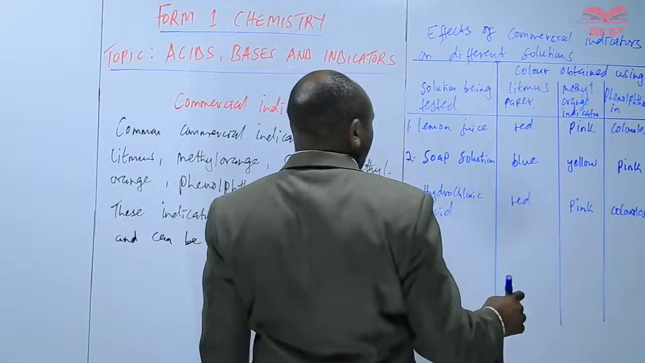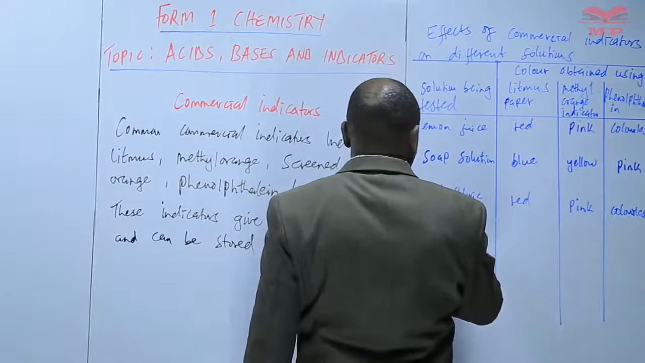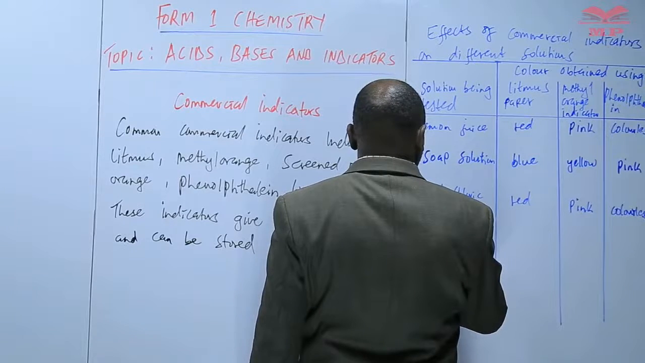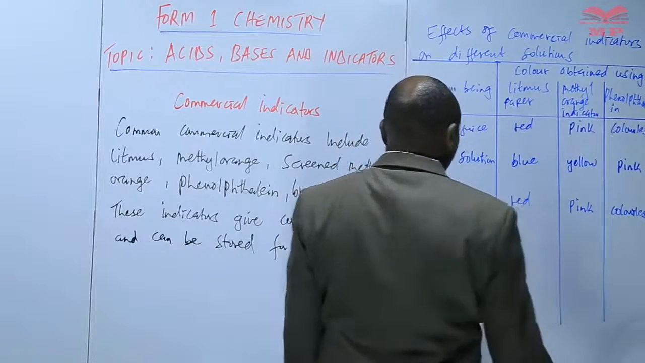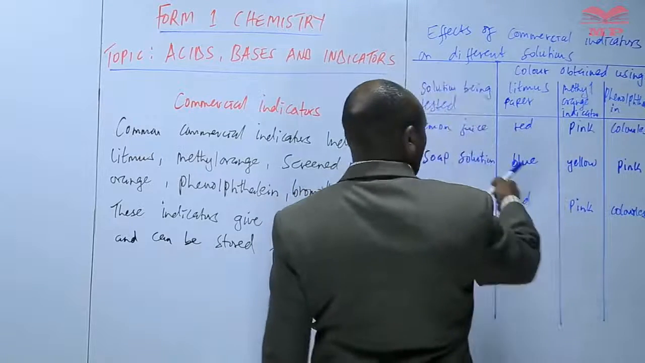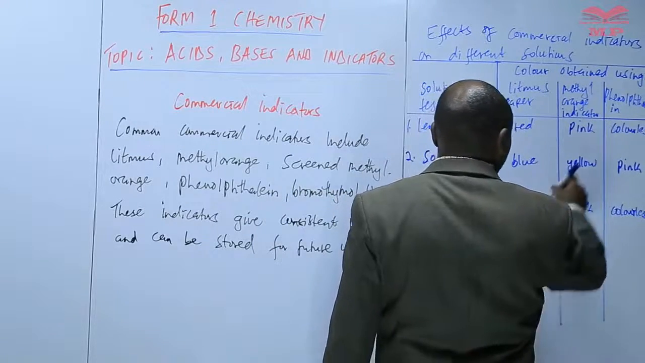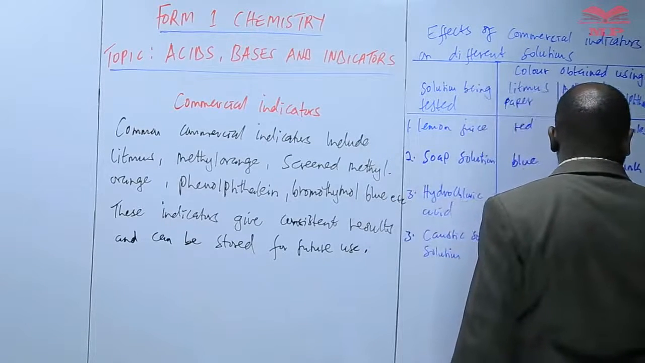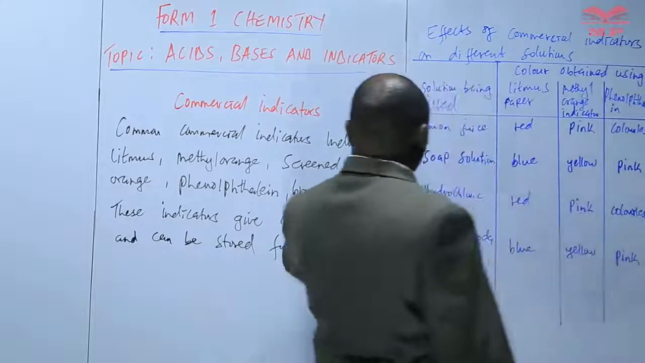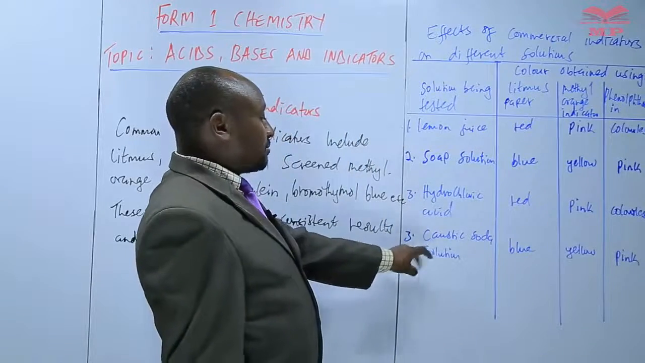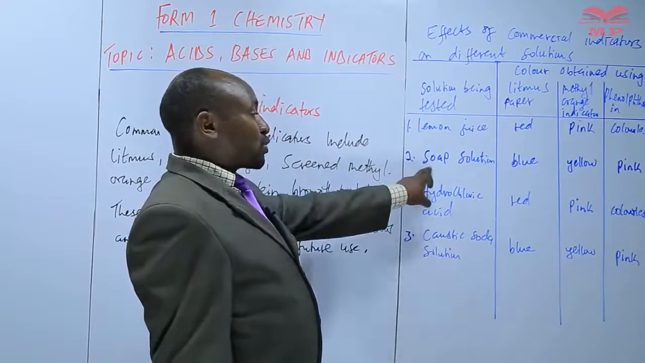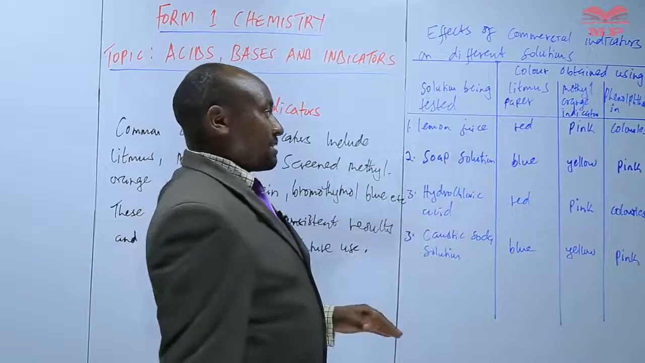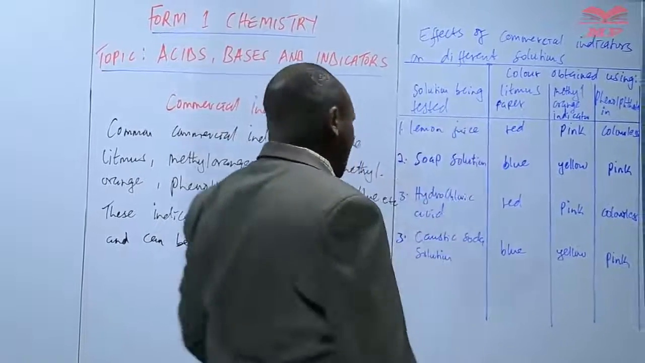If you take something like caustic soda solution, this one will behave like the soap solution. Blue with litmus, yellow with methyl orange, and pink with phenolphthalein. So 2 and 3 have similar properties. That means caustic soda solution and soap solution are bases. That's why they are giving similar colors with the various indicators.